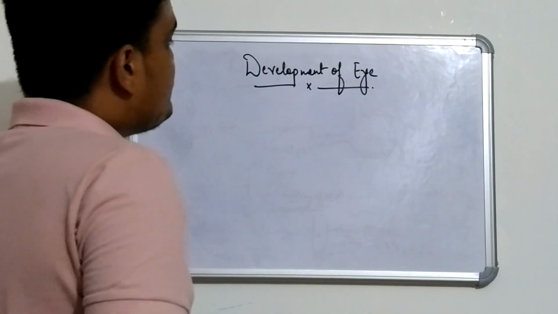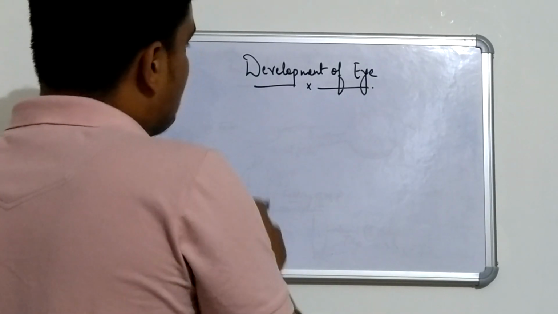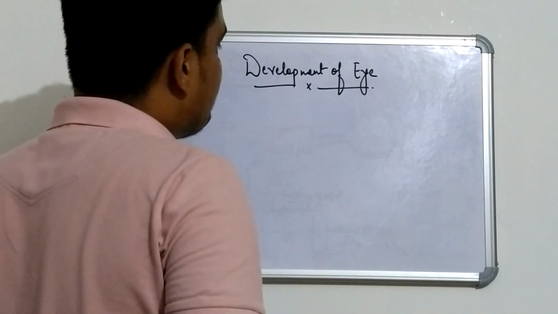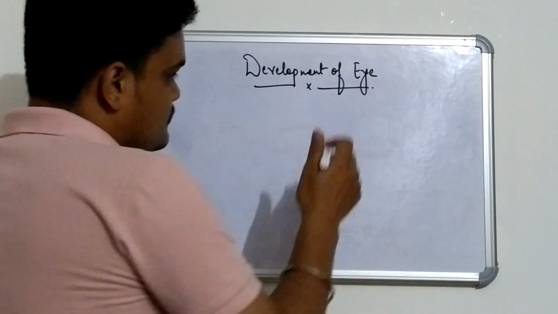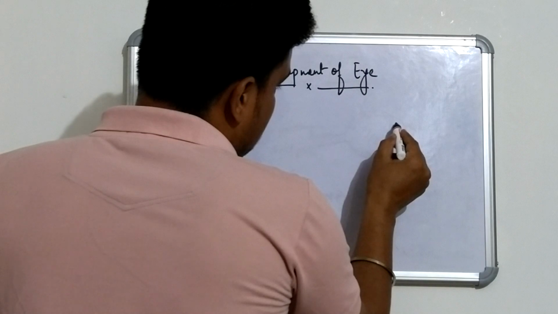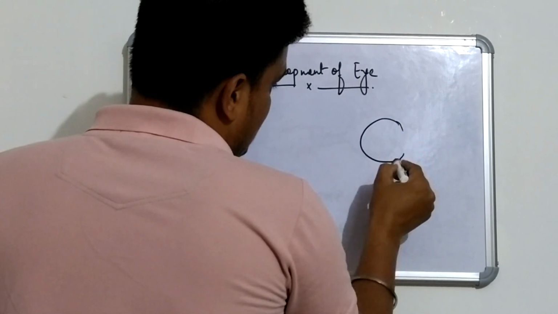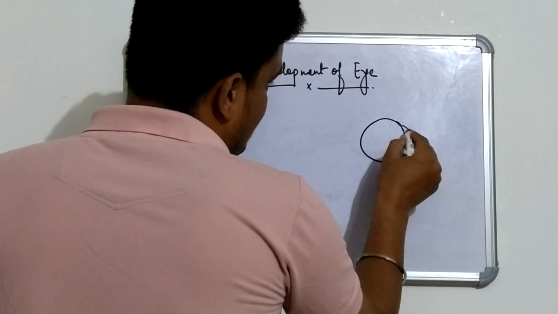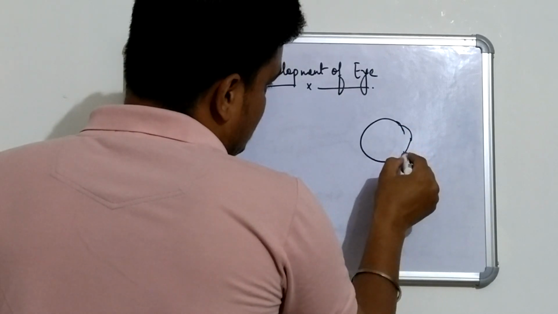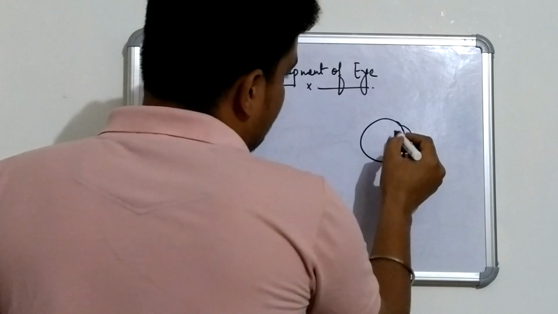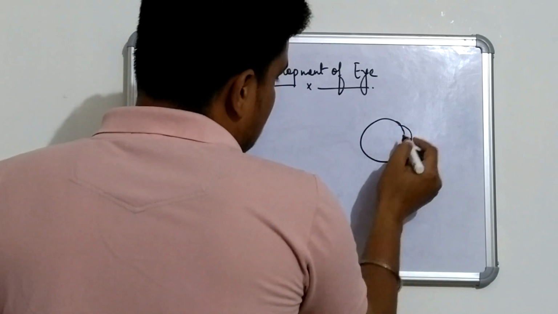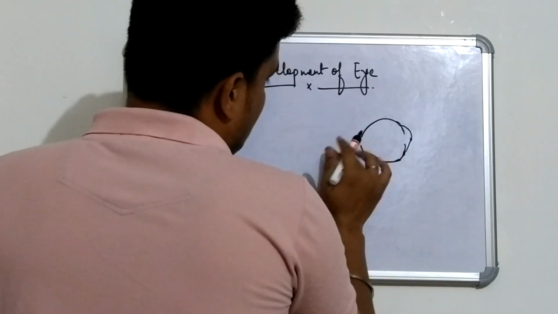So today we are going to discuss the development of the eye, or development of the eyeball. As we discussed in our previous session, what are the names of the different parts which are present in the eyeball?